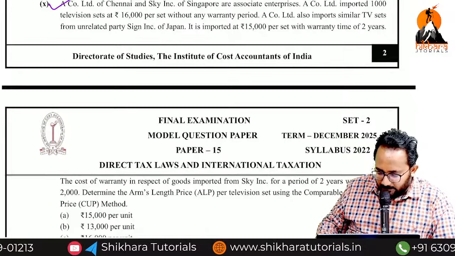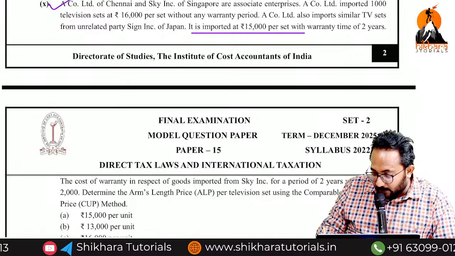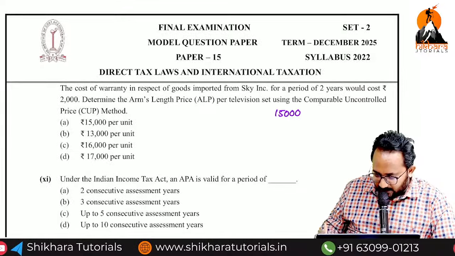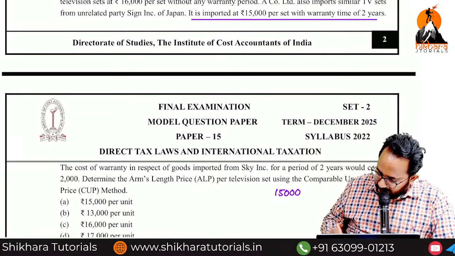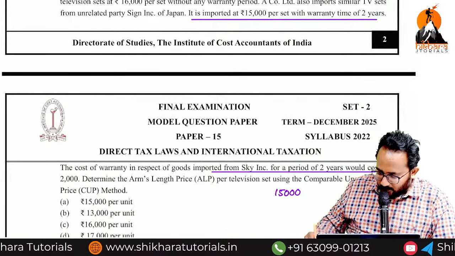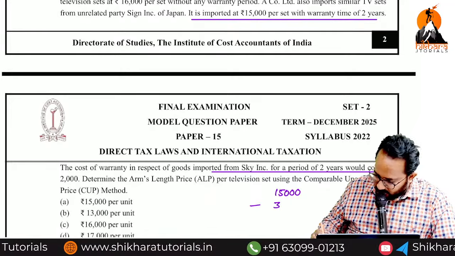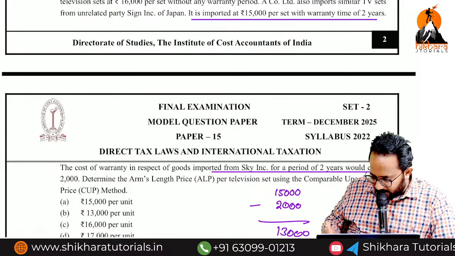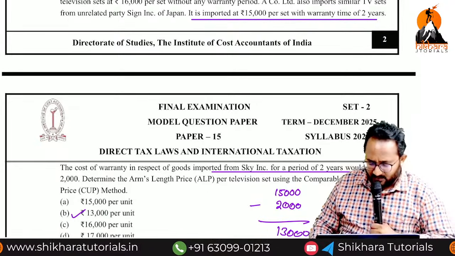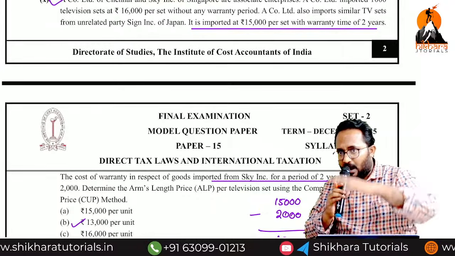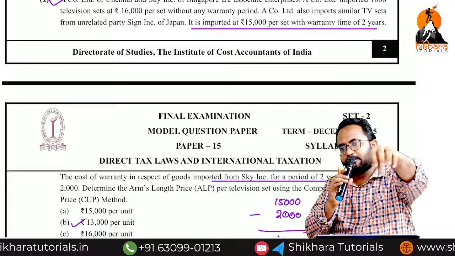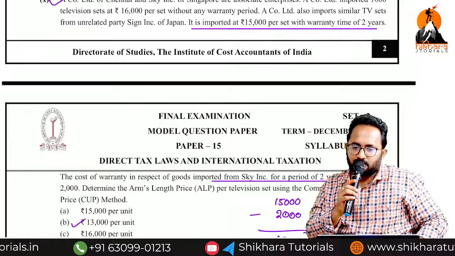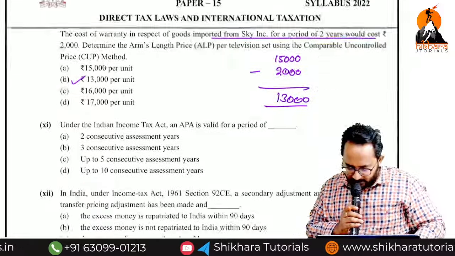Here they are asking the ALP. Price charged in comparable uncontrolled transaction, how much? 15,000. CUP method, price charged in comparable uncontrolled transaction. Next, warranty: we have to remove the warranty, 2,000. So this is 13,000 ALP. You can do this MCQ easily because always in the CUP method we have to take the base as the price charged in comparable uncontrolled transaction, 15,000. For this we have to do the functional adjustment. Ultimately we can get the ALP.